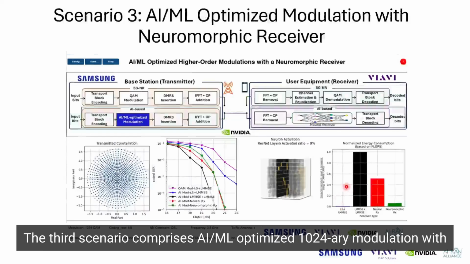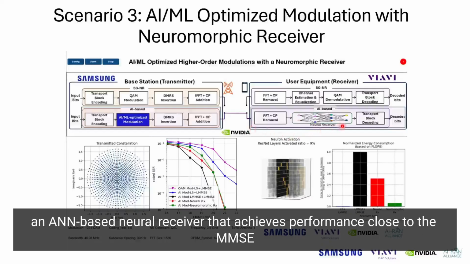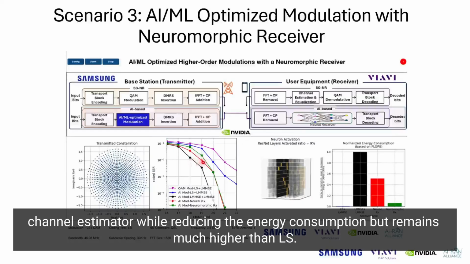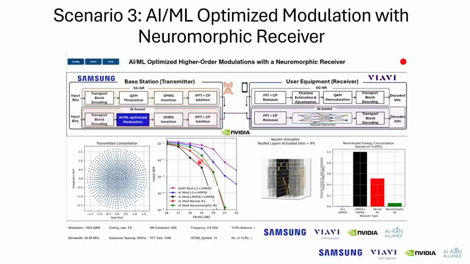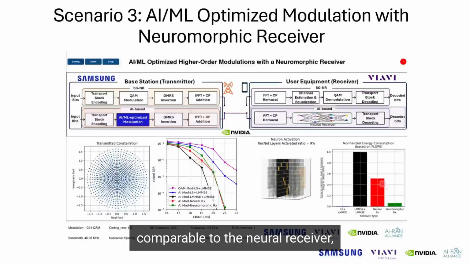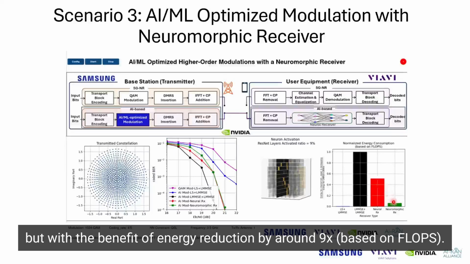The third scenario comprises AI/ML optimized 1024 QAM modulation with an ANN-based neural receiver that achieves performance close to the MMSE channel estimator while reducing the energy consumption, but remains much higher than LS. Now we replace the neural receiver with a neuromorphic receiver. As can be seen, the performance is comparable to the neural receiver, but with the benefit of energy reduction by around 9 times based on FLOPs.